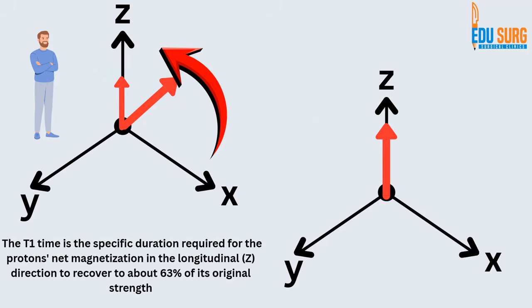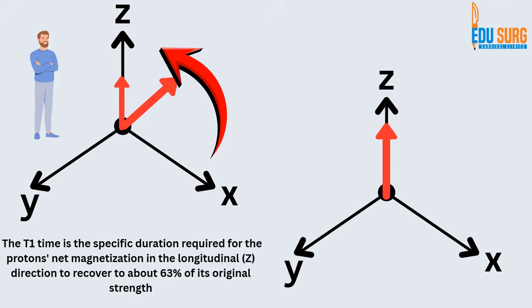Now, the T1 time is the specific duration required for the protons' net magnetization vector to recover to about 63% of its original strength. So to reach 37% in the XY plane was T2; 100 minus 37 is 63. So when it reaches 63% of its original strength towards the Z, if you project this towards the Z and this is 63%, this is T1 relaxation.